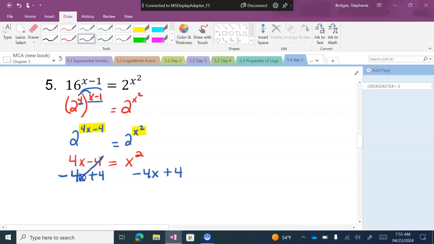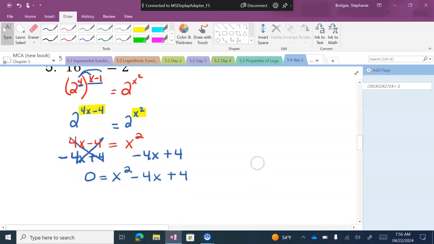So over here, all of that cancels out to just be 0. And then on the right side, none of those are like terms, so I'm just going to write them in order, highest exponent first. Now take a minute and finish it. Factor that. X squared minus 4x plus 4. What numbers multiply to give me 4 and also add to give me 4? 2 and 2. Okay.